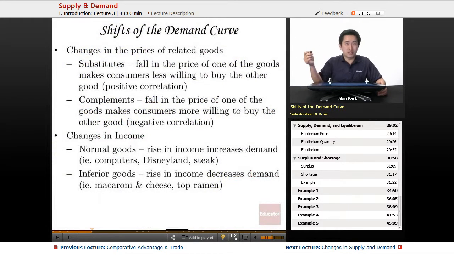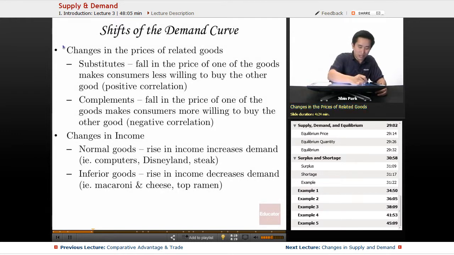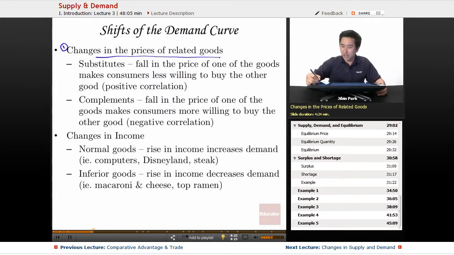So what would cause a shift in the demand curve versus a change in quantity demanded? Let's first look at what would cause a change in the entire demand curve. What would cause it to either shift to the right or to the left? The first reason you can come up with is there could be a change in prices of related goods. There's two different things we're going to look at: substitutes, and then the second is complements.